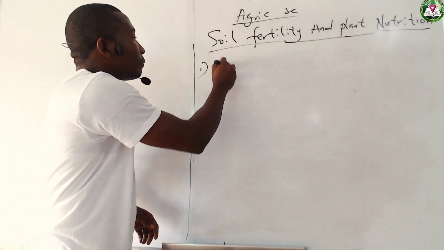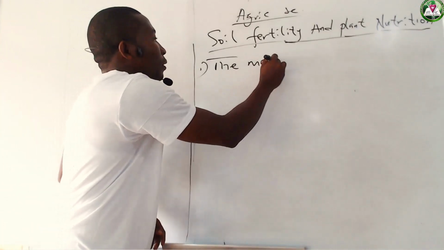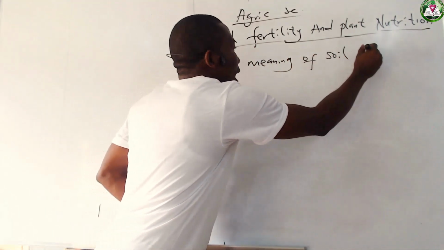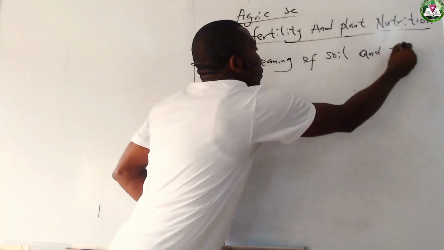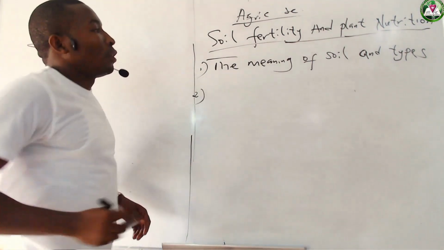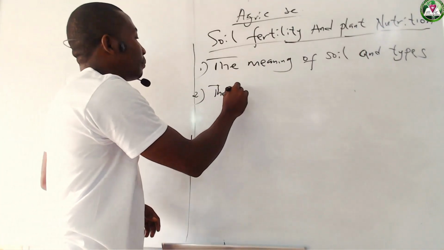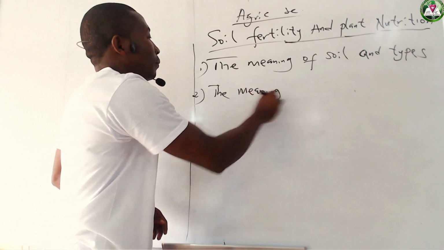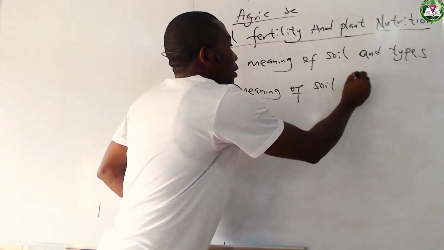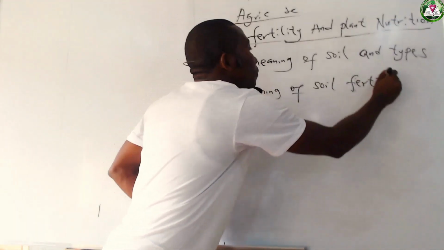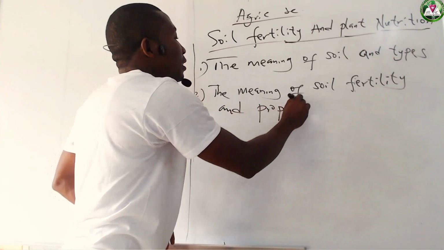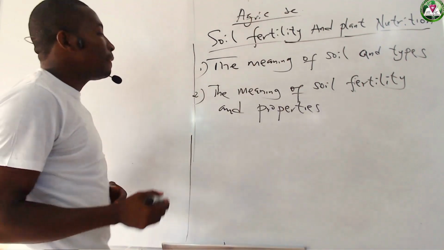Number one, the meaning of soil and the types. Number two, the meaning of soil fertility and properties. Meaning of soil fertility and properties of soil fertility.